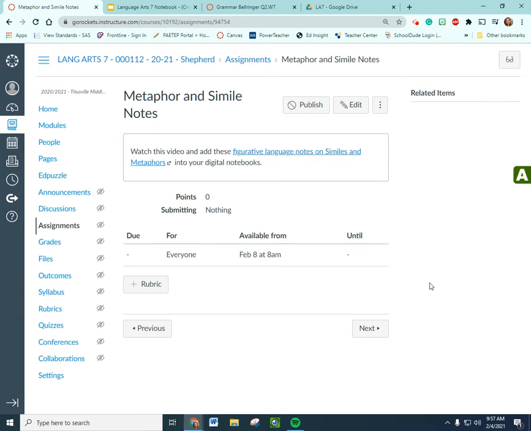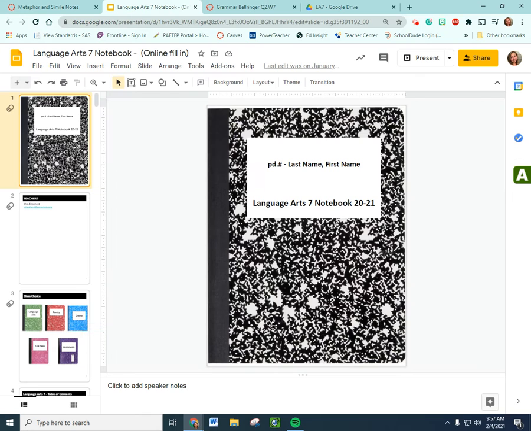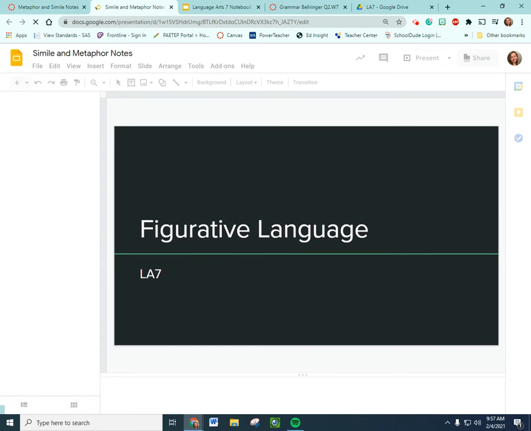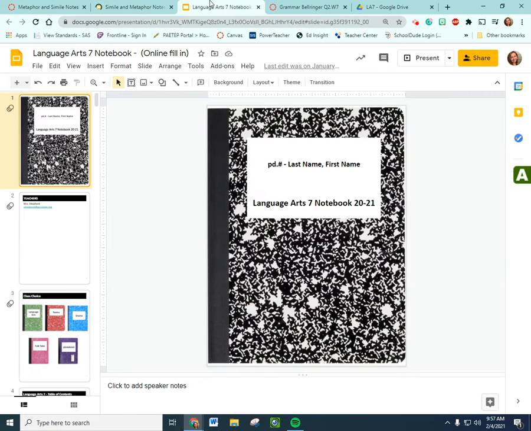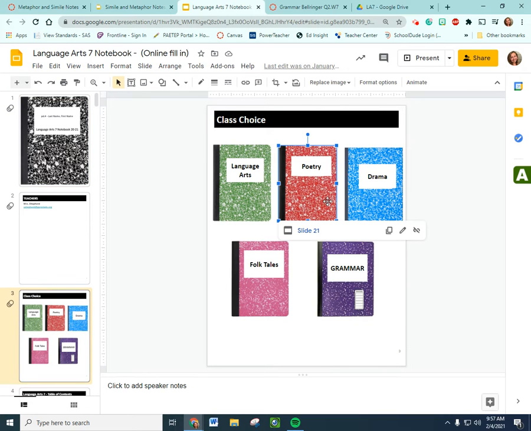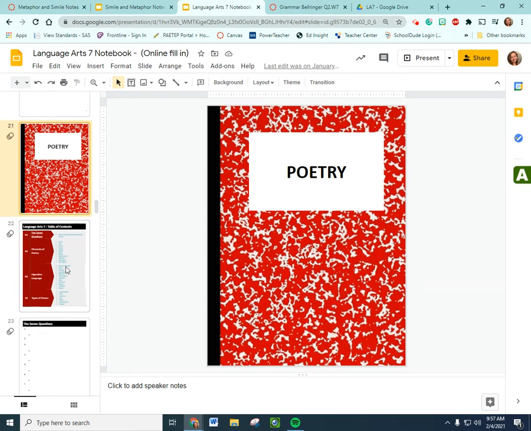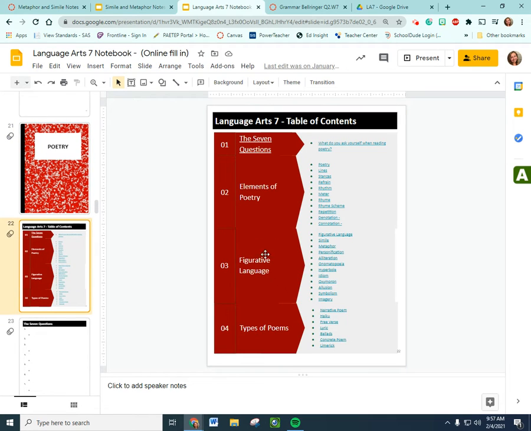Hi, Language Arts 7. We are going to start off our poetry unit with some similes and metaphors. We have some notes that we're going to need to add into our notebooks, so make sure you have your digital notebooks pulled up and your simile and metaphor notes slides. To find where we need to be in our notebooks, click on the poetry section. It'll take you there. And we're talking about figurative language.